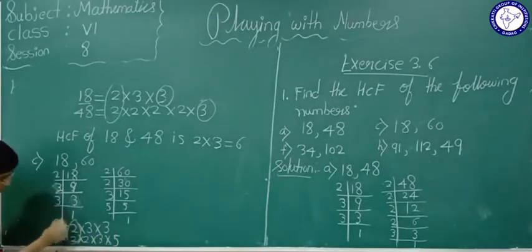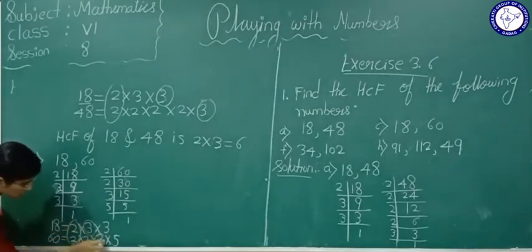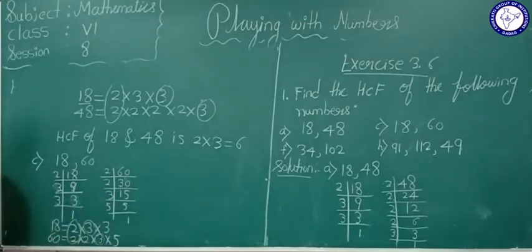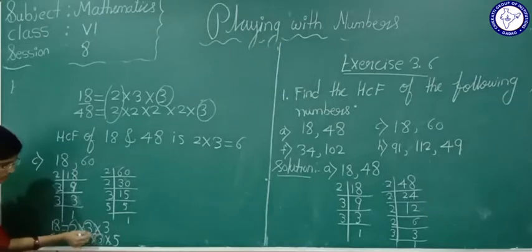So 2 is common here. Here 3 is common. Again, is anything common here? No. See, here 2 appears 1 time, here 2 appears 2 times. One bunch we take. 3 is common here. Again, is anything common here? No.